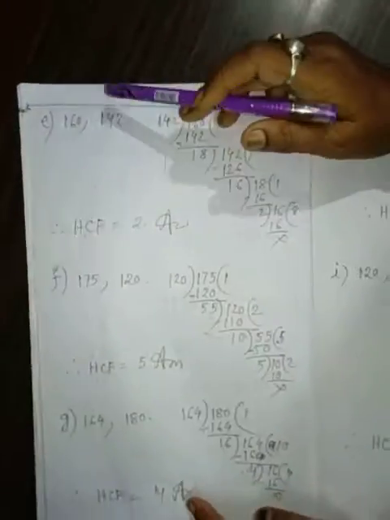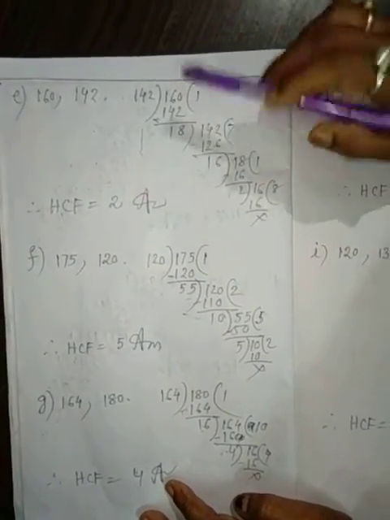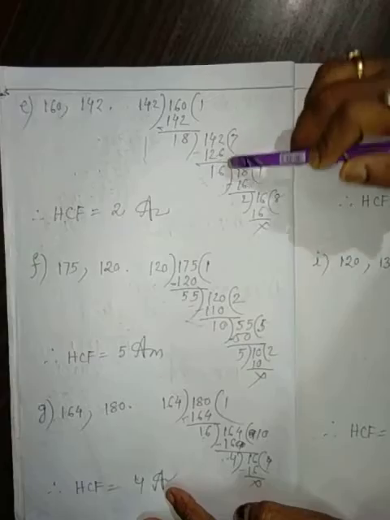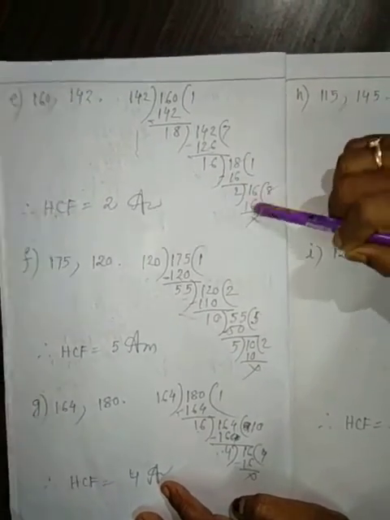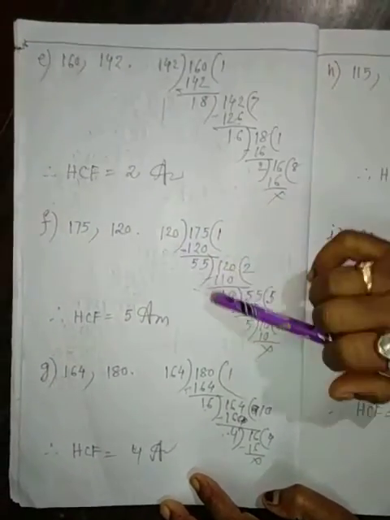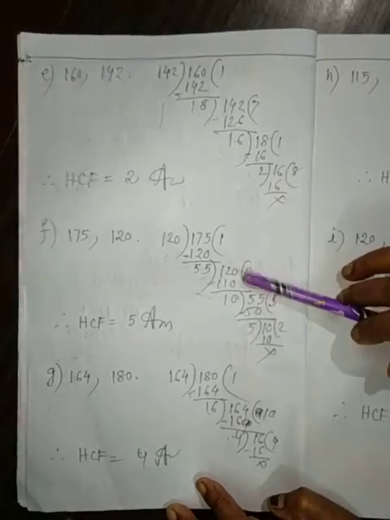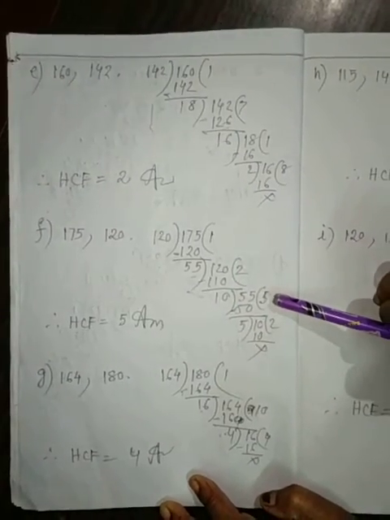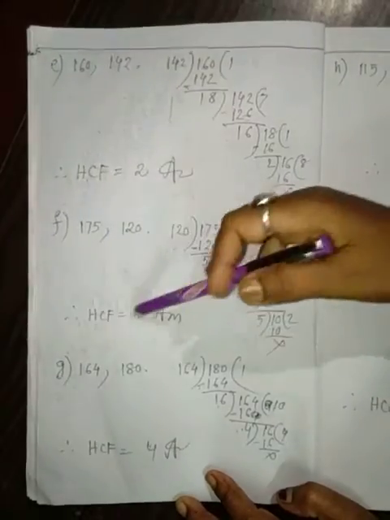E, 160, 142. 142 times 1 is 142, 18. 18 times 7 is 126. That is 16. If we minus it, 60, 16, 6, 2, 2 times 8 is 16. HCF equal to 2. F, 175, 120. 120 times 1 is 120, 55. 2 times 55 is 110, 10. That is 10, 5. 5 times 50, 5. 5 times 2 is 10. HCF equal to 5.